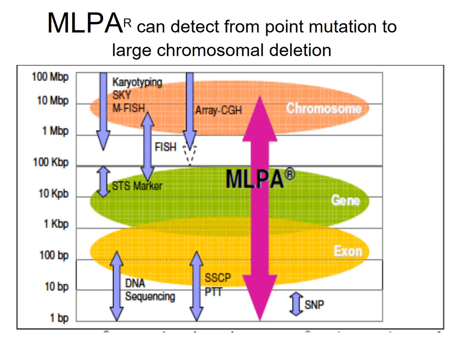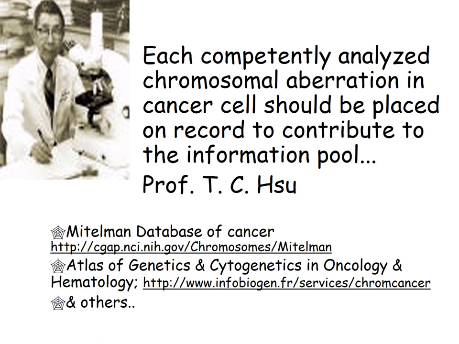So this slide summarizes, this is actually to show the advantage of MLPA. This is one method which can detect from point mutation to large chromosomal deletion, and this shows the comparison, the compilation of all the available methods of picking up genetic aberrations. So genetic aberrations were earlier reported in cancer using the method of karyotyping. So naturally there was an outburst of such case reports of different chromosome aberrations in multiple malignancies.